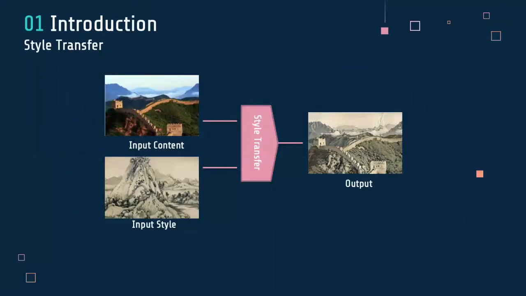The basic idea of style transfer is simple. Given a pair of images, one is the content image and the other is the style image, and the algorithm generates an output that keeps the structural information in the content image and texture or style information in the style image.